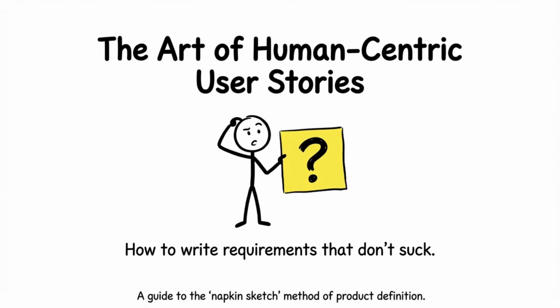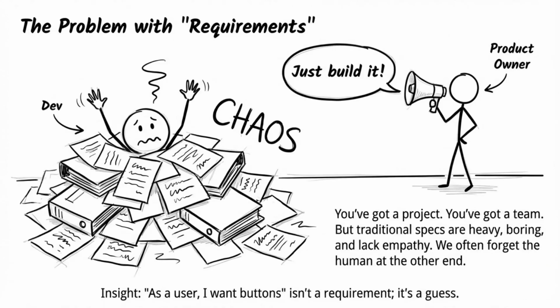Let's talk about user stories. We're calling this the art of human-centric user stories because honestly, most requirements just, well, they kind of suck, right? You know what I mean. We're going to look at the napkin sketch method. It's about getting back to basics, defining products for real humans so we don't end up confused like the guy on this slide. So yeah, let's dive in.